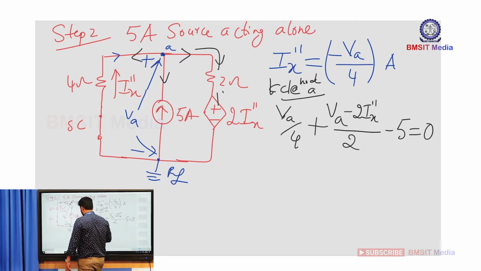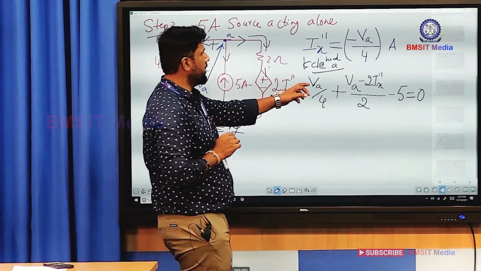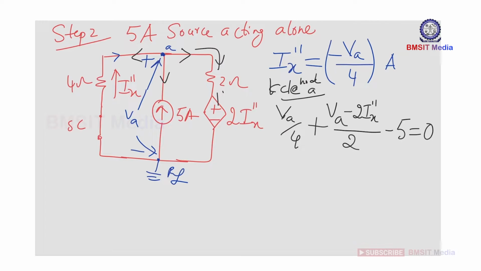So now observe here, it's a single equation but with 2 unknowns: one is VA and the other is Ix double dash.